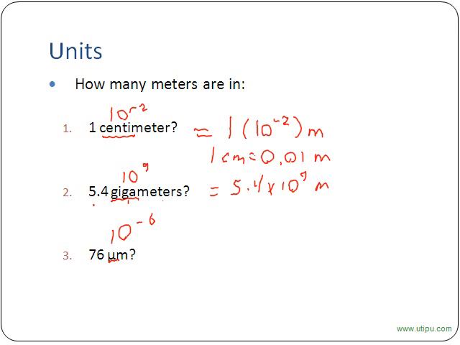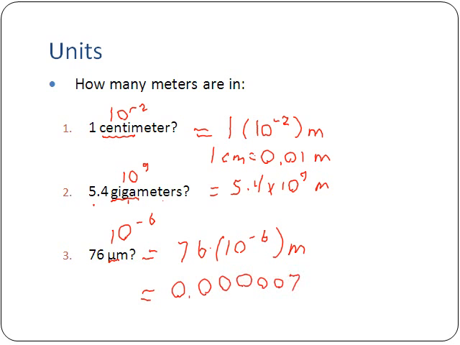And so to write this out, this is going to be equal to 76 times 10 to the negative 6th meters, like that. And so 76 micrometers would be 0.1234576 meters. So 76 micrometers would be that value right there.